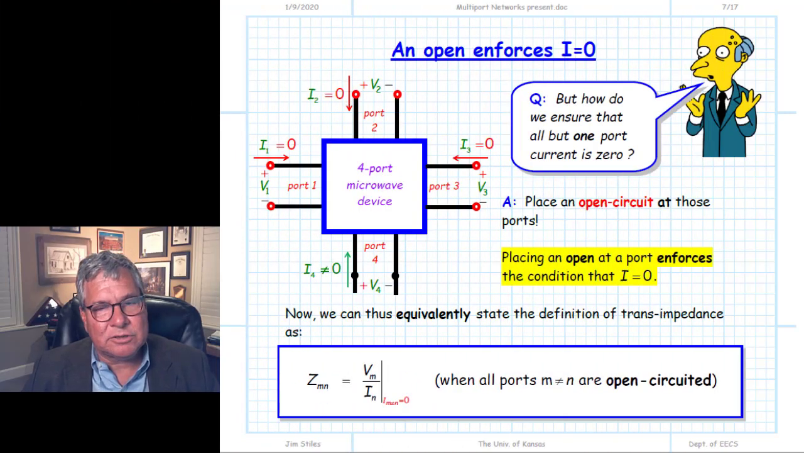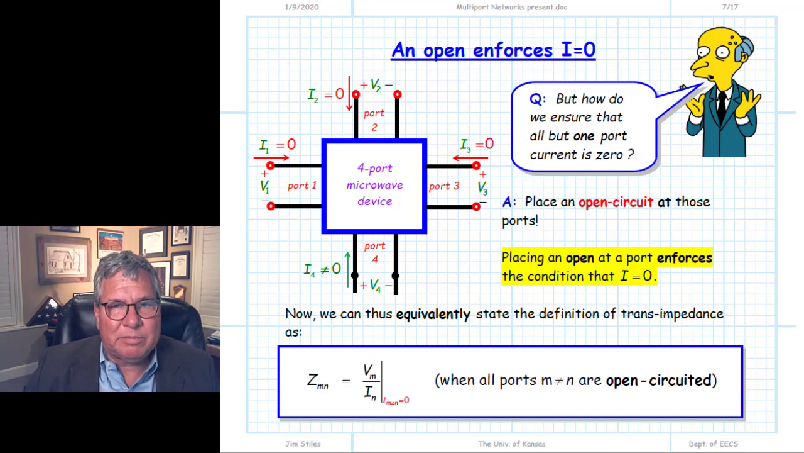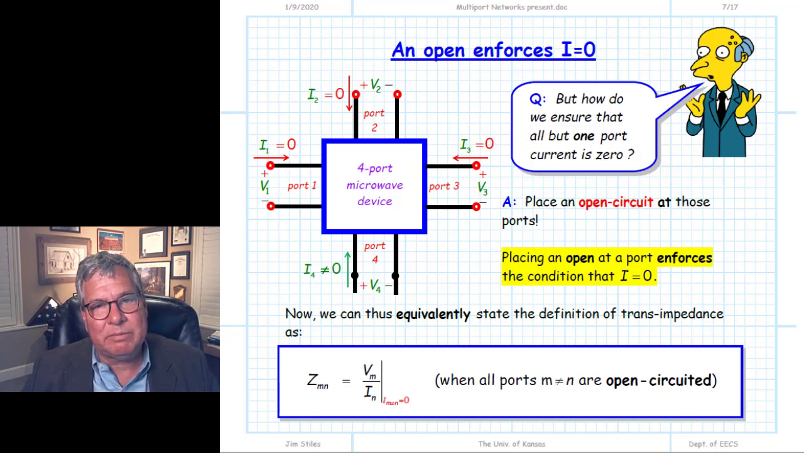The question we might ask ourselves is, how do we ensure that all the currents other than one are equal to 0? Some way we can say, you other currents, you have to be 0. We can just wag our finger and make that happen. Well, it turns out there kind of is a way where we can enforce that. We can make sure that the other currents are equal to 0, and that is to simply connect open circuits to all those other ports.